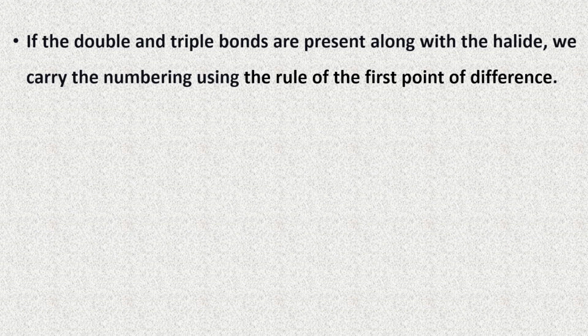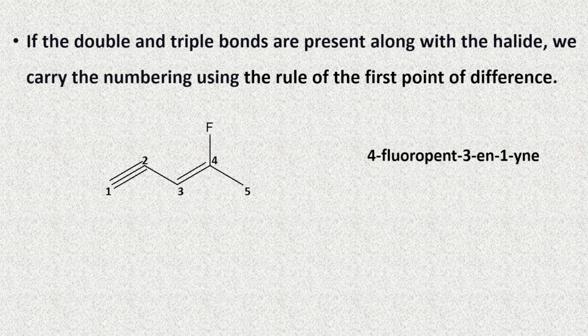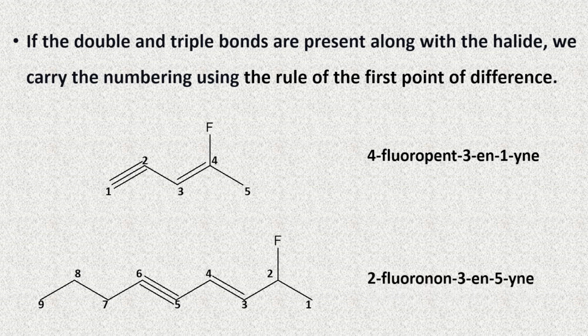If the double bond and triple bond are present along with the halide, we carry out the numbering using the rule of the first point of difference. Consider this example. There is a double bond as well as a triple bond. So, numbering must be carried out from the left end. So, its nomenclature is 4-fluoropent-3-en-1-yne. Similarly, in the second compound, the numbering must be carried out from the right end based on the first point of difference rule. So, its IUPAC nomenclature is 2-fluoronon-3-en-5-yne.